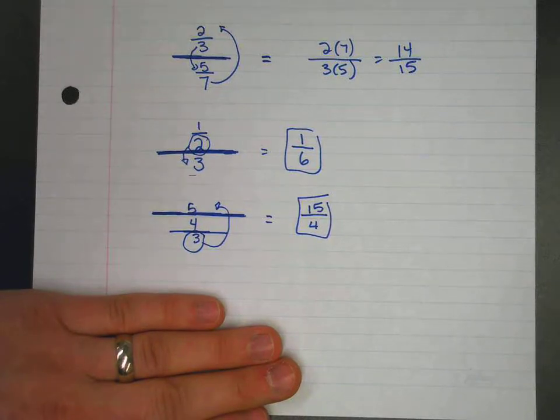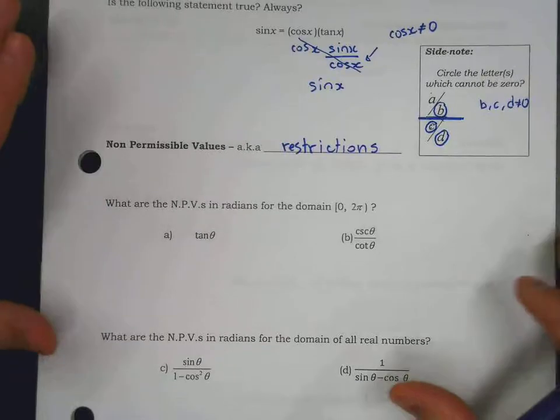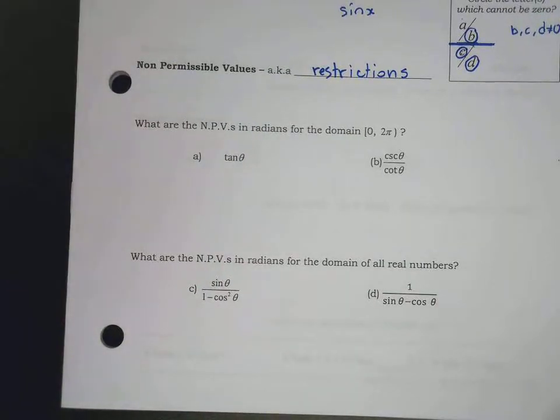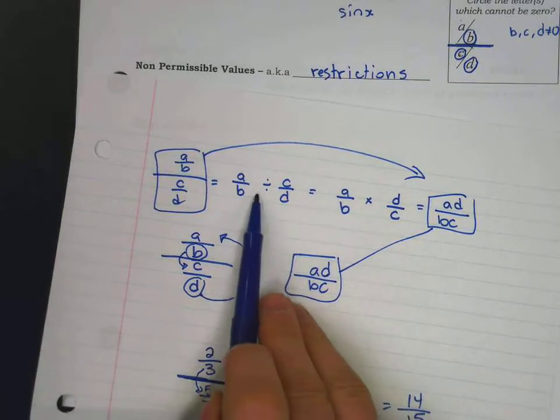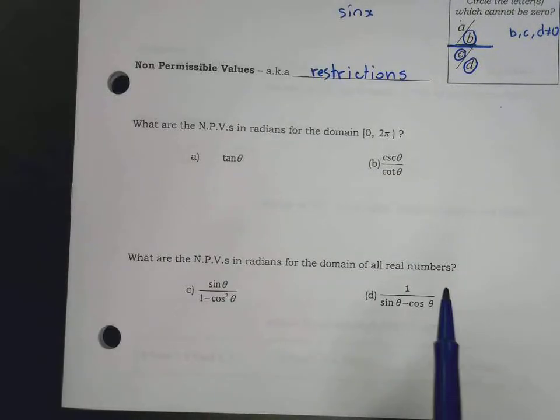So there are some risks in this, but this is going to be a strategy that I'm going to employ today to make things perhaps a little bit more quickly. Otherwise, if you don't like that, you get to revert back to reciprocating and changing the division to multiplication.